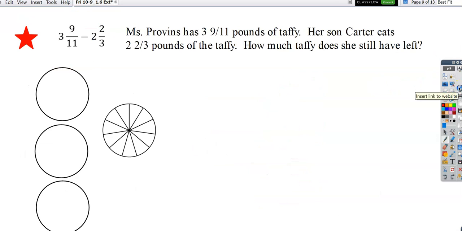So this is OYO. I want you to try this problem on your own. Go ahead and pause the video and I will show you how to complete this.